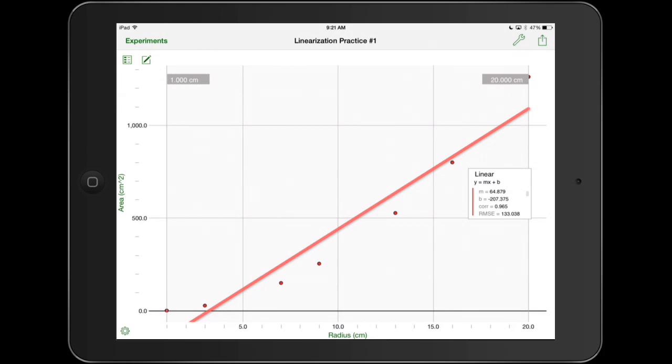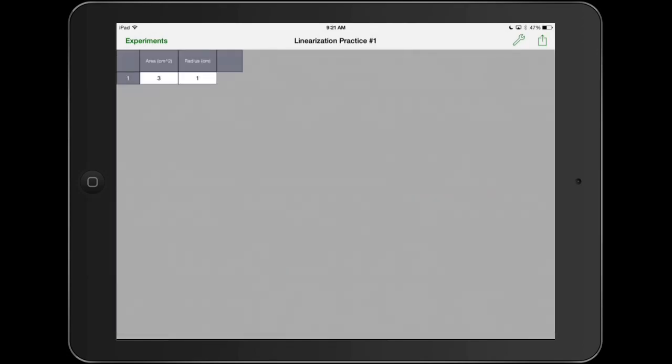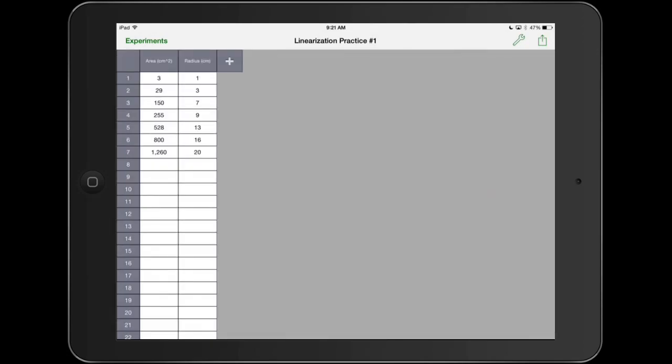Our over-under pattern, we have over, over, under, under, under, under, and then one over again. The data is clearly curving upwards. So we need to linearize it. And if we go to our notes, we need to square the x-axis. So we need to do the radius squared.